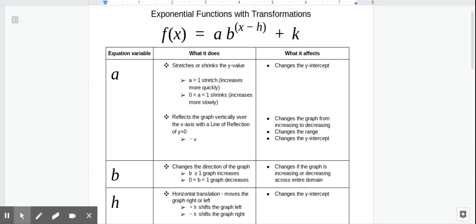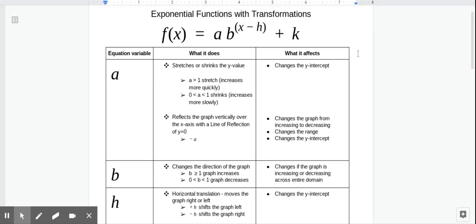For the second part of today's lesson, we're going to look at a function that can have multiple transformations occurring within one equation. So let's just take a look at what the format could look like. f(x) = a·b^(x−h) + k. That is a standard form of an exponential function with multiple transformations.